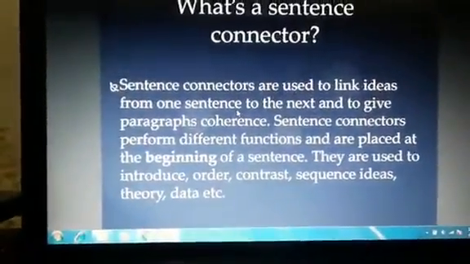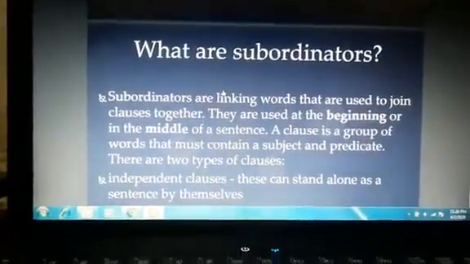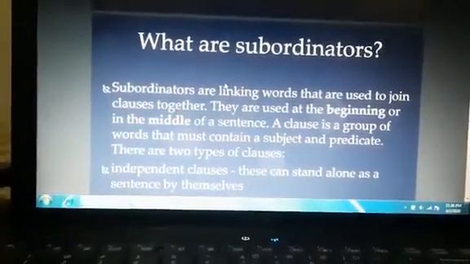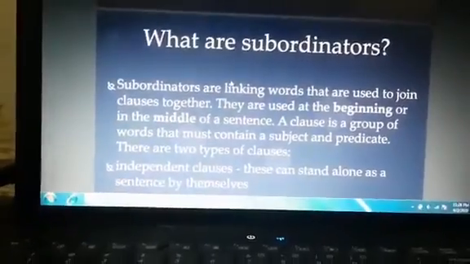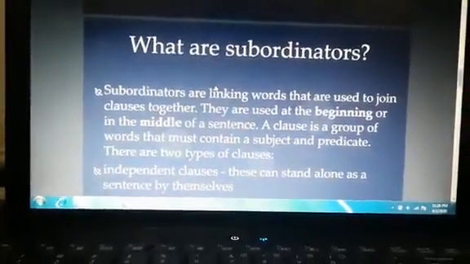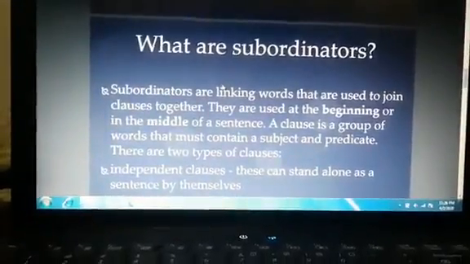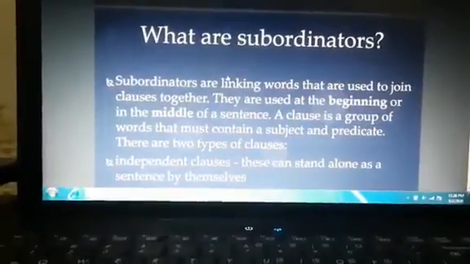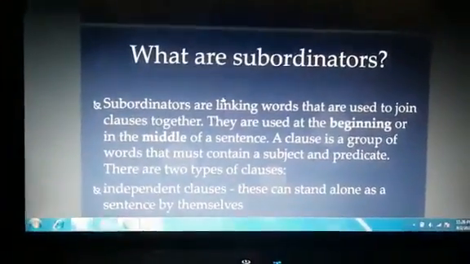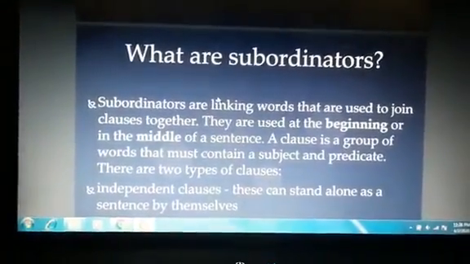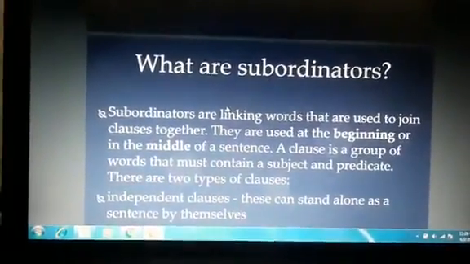Now, there are subordinators too. Just as we have seen that connectors are used at the beginning of a sentence, subordinators are used in the middle of a sentence. They are the linking words that are used to join clauses together. They are used at the beginning or in the middle of a sentence. A clause is a group of words that must contain a subject and a predicate.